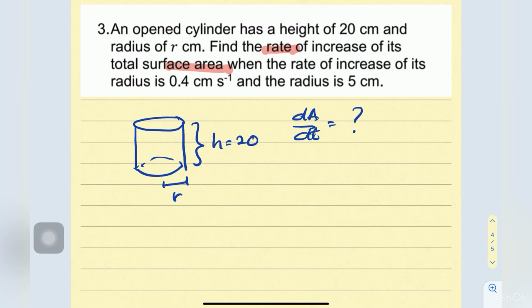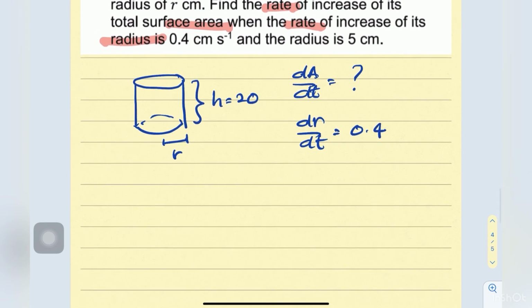So then here we have rate of radius, so dr/dt equals to 0.4, when the radius is 5 centimeter. Now the clue is area of open cylinder. So we have to find the area of open cylinder. The bottom one is a circle, so area of circle is pi r squared, plus the curved surface is 2 pi r h.